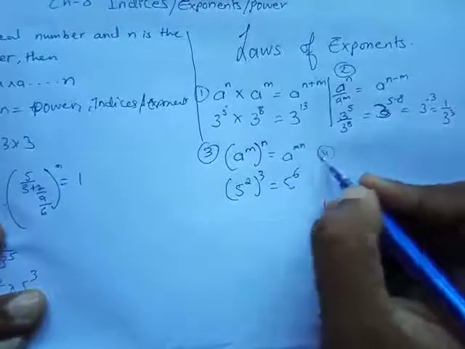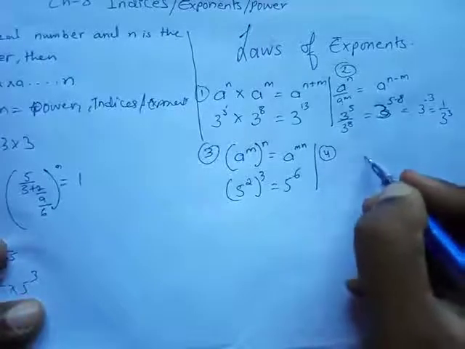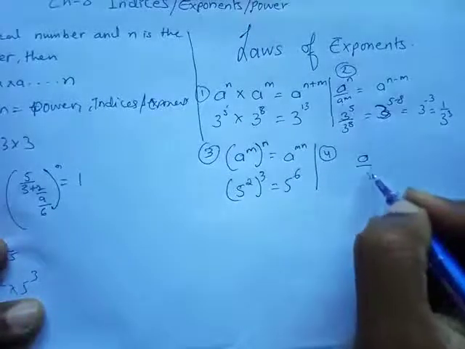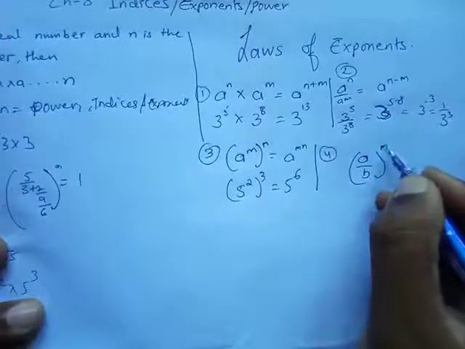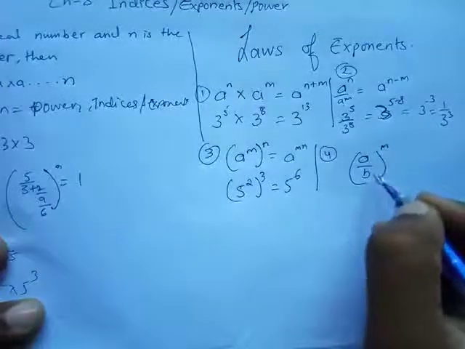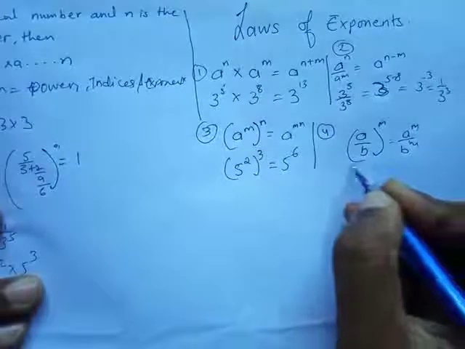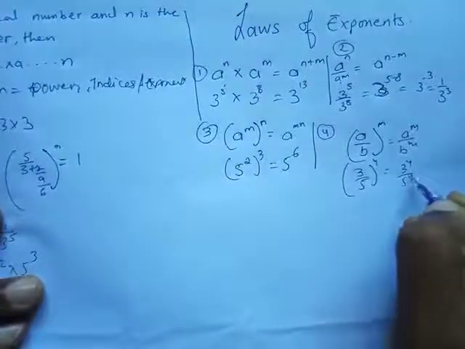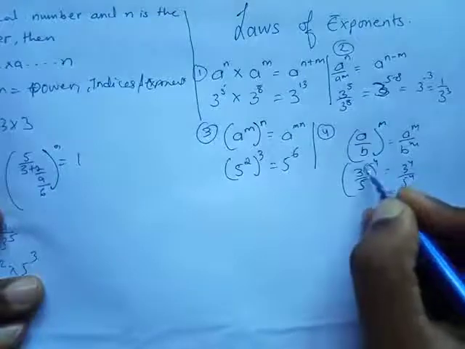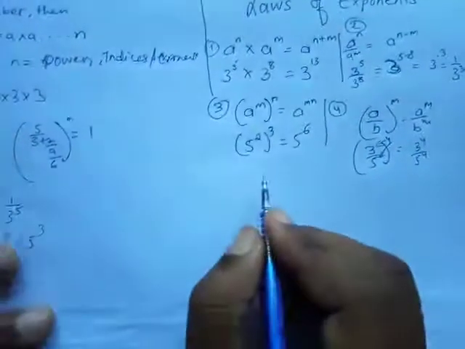Okay. The fourth one is that if I have a and I have the other number b, and if I have a power m, so this power goes to all the numbers that are inside the bracket. So a to the power m and b to the power m. I'll give you an example, 3 upon 5 to the power 4. So 3 to the power 4 and 5 to the power 4. So this 4 goes to both the numbers that are inside the bracket. Okay, keep that in mind.